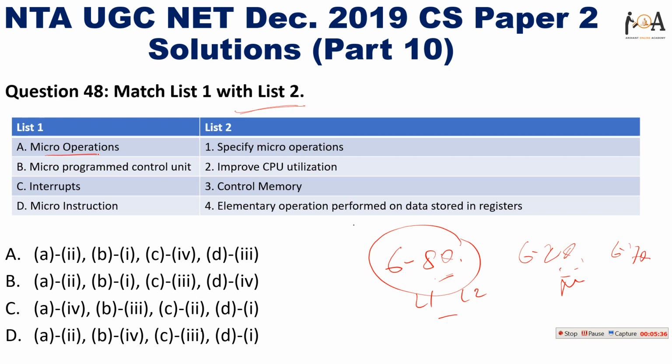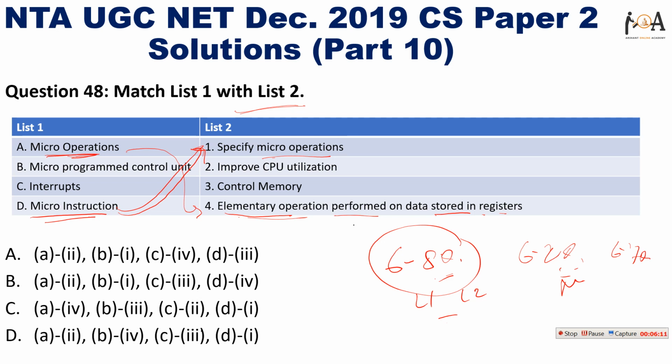And micro operation, option A is micro operations. Okay, so micro operation, why it is used. Micro operation is an elementary operation which is performed on data stored in registers, right? So micro instructions are there, micro operations are there. Micro instructions specify micro operations, and micro operations are the elementary operations which are performed on data stored in registers.